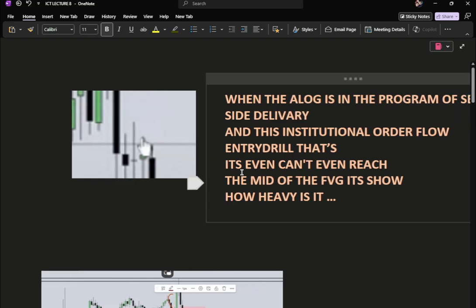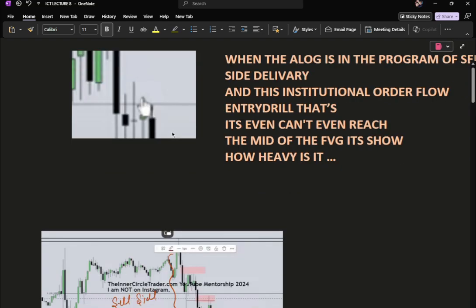The next thing is that the entry drill is that if you have an FVG and the price can't even trade till the CE or the mid of that FVG, that indicates that the price is heavy and probably it's going to go down.